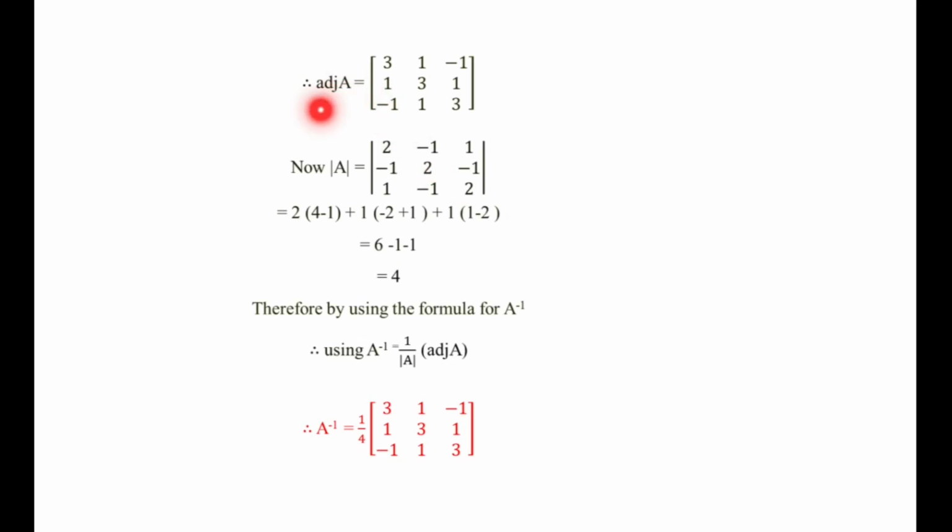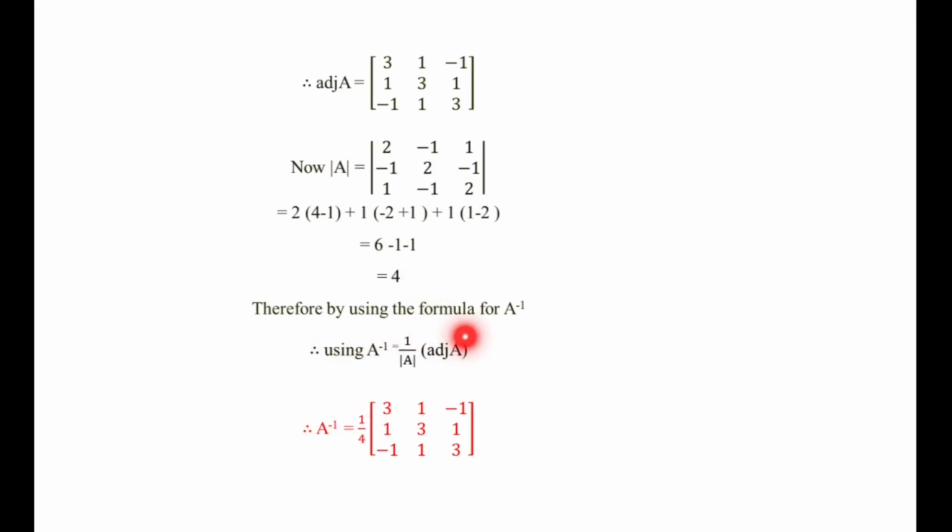So from that we write the adjoint of A. Now we have to find the determinant of A, because we know the formula A inverse equals 1 upon determinant of A into adjoint of A. So calculate the determinant of A, and we get determinant of A equals 4. That means you calculate the determinant.